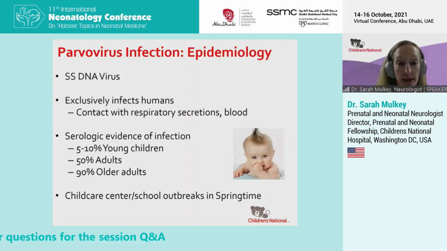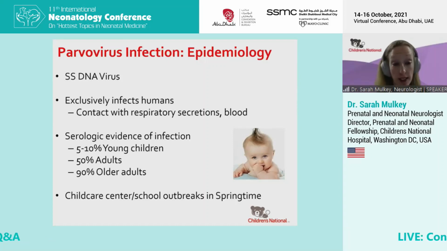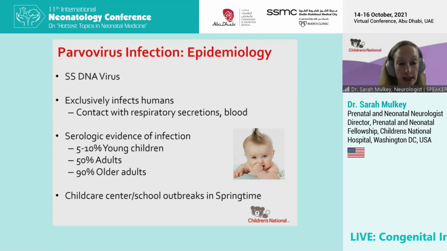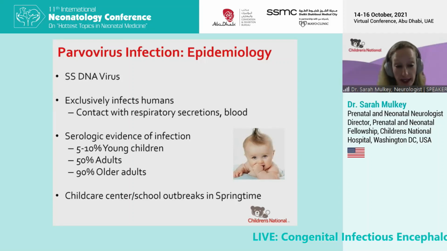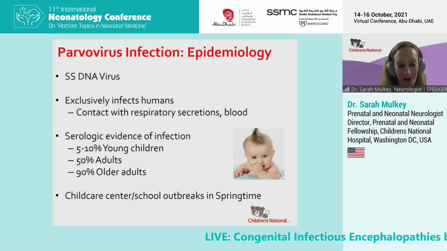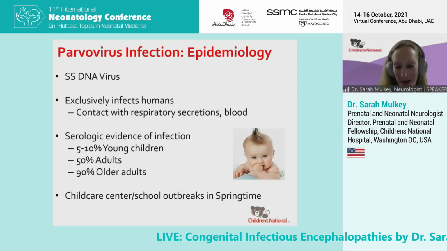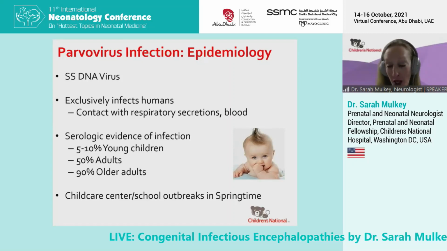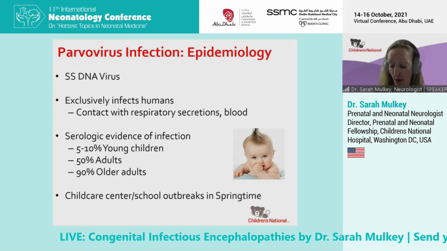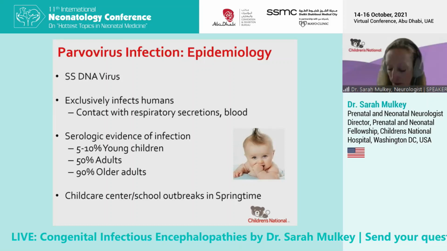So Parvovirus exclusively infects humans. We get it from contact with respiratory secretions and blood. It is pretty common, so 50% of adults have been exposed to this. But again, we get it from those childcare settings where we could be exposed to this virus, and in the US, springtime is the common time for being exposed.